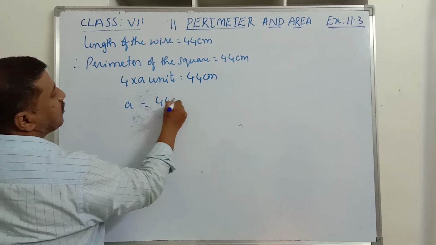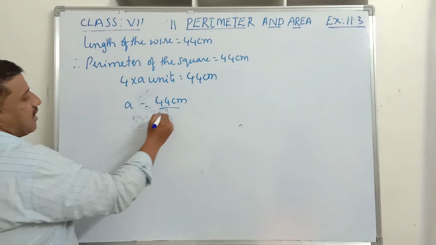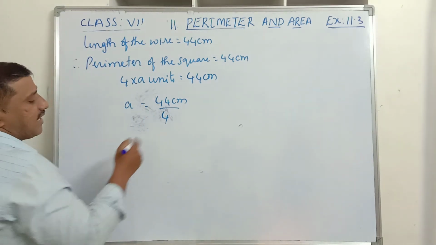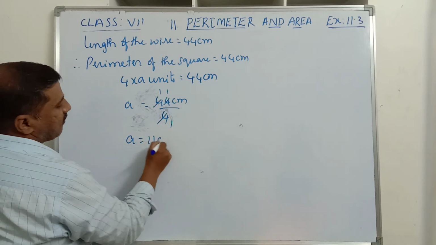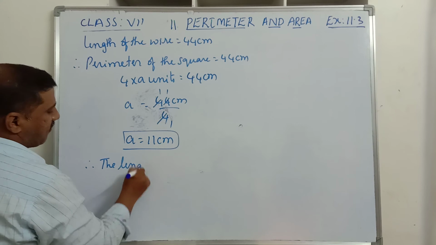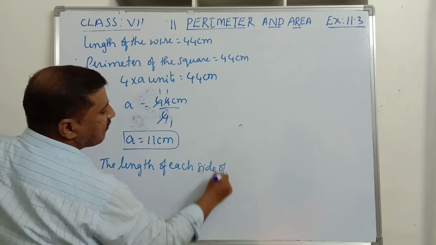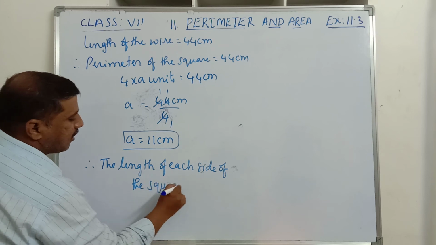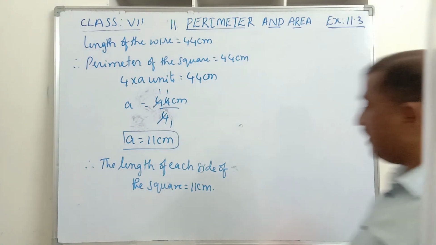As A we need to find, transpose 4 to the RHS. It will be divided, that is, the perimeter is divided by 4, that is the number of sides. We will get the length of each side of the square. 4 ones are 4, 4 ones are 4, 4 ones are 4. Now A is equal to what? 11 centimeters. The length of each side of the square is 11 centimeters.